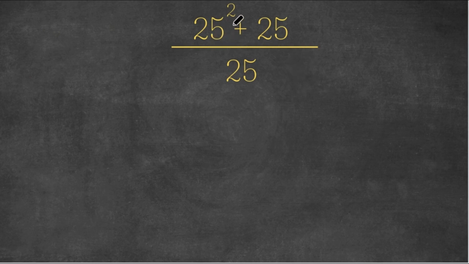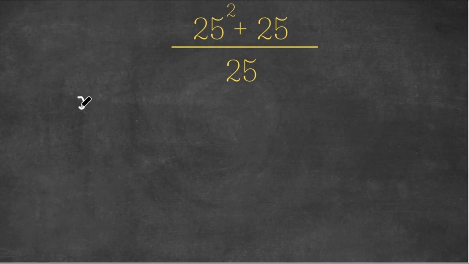So we have (25 squared plus 25) over 25. And there's actually two methods to solving this problem. So for the first method, as you can see, in our numerator, we have 25 squared plus 25. What I'm going to do is factor out 25 from our numerator.